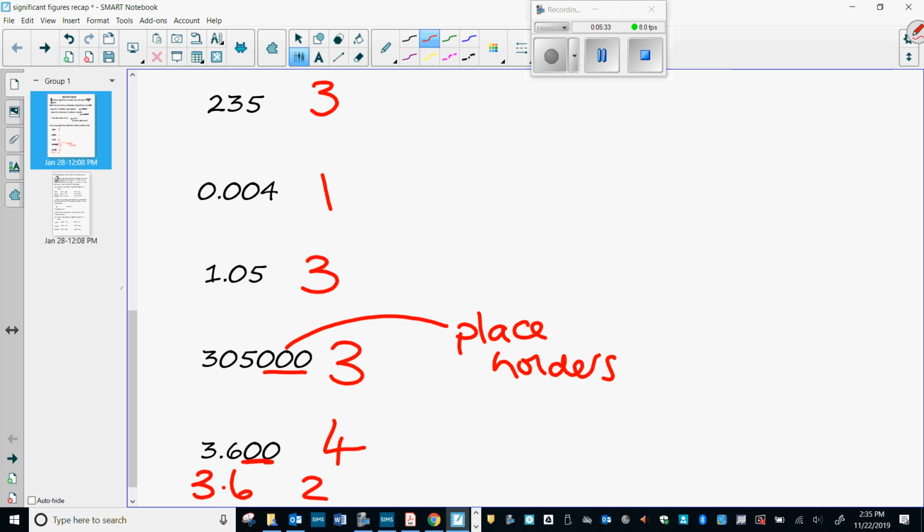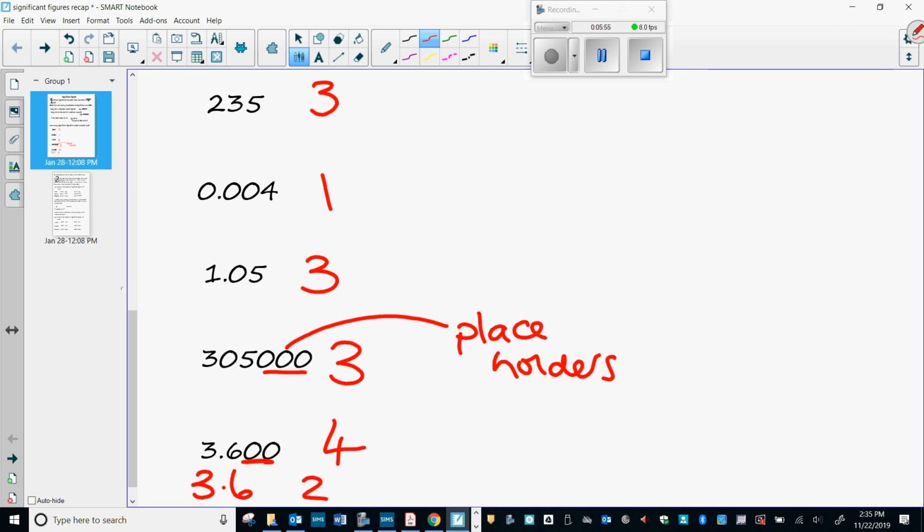I know that they're placeholders. They hold it in place because if you round it to 305, maybe one time. Do you remember me always saying, big money, okay? So if you rounded something to 3 significant figures, but you've got a big number to start with.